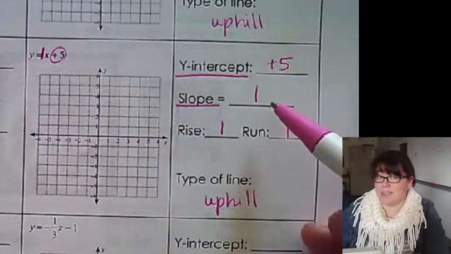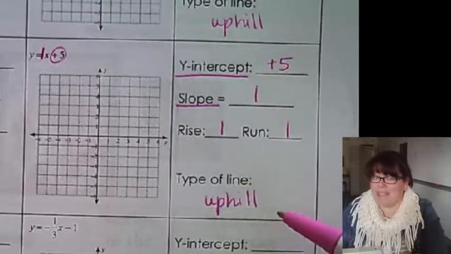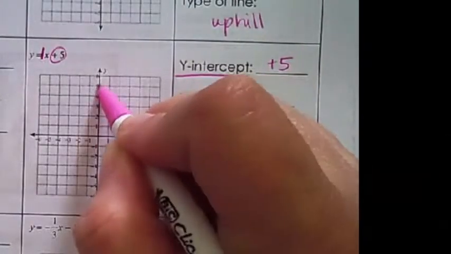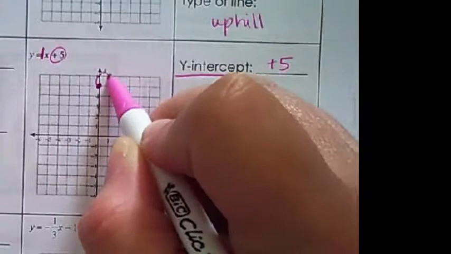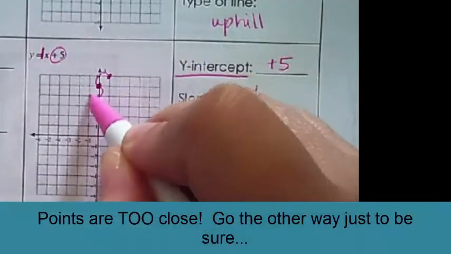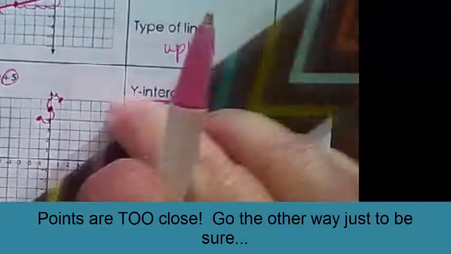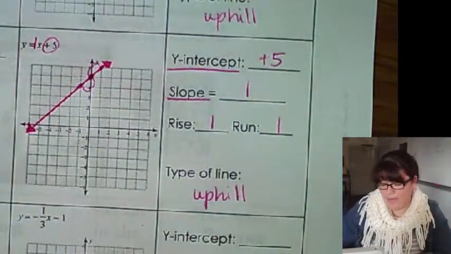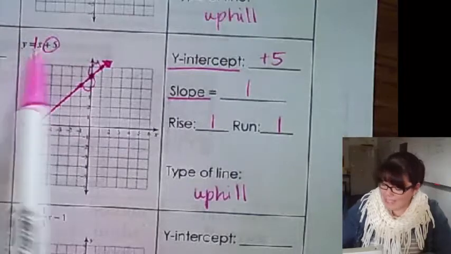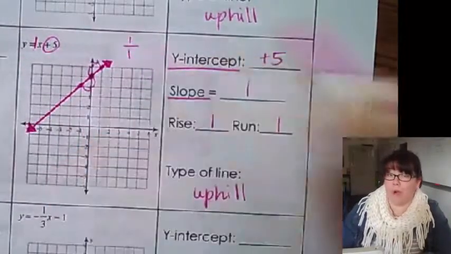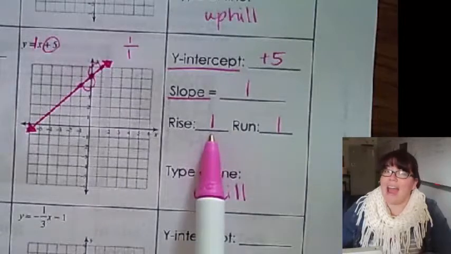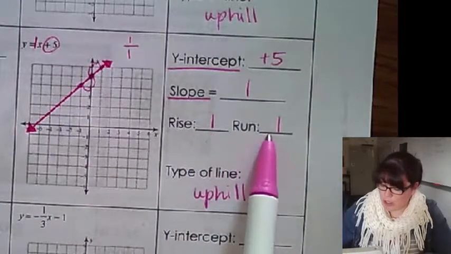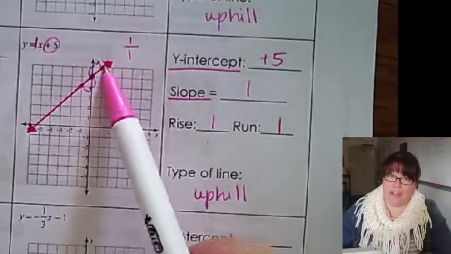This is a positive slope, so I know my line is going to be an uphill line. How'd you do? Hopefully you remembered that if the slope is 1, that's the same thing as 1 over 1. So your rise is 1 and your run is 1. So you could just go up 1 over 1 to find your other point. And that was a tight fit.